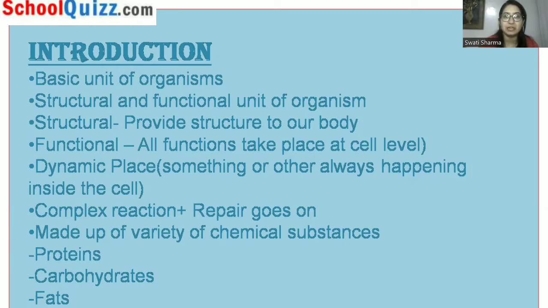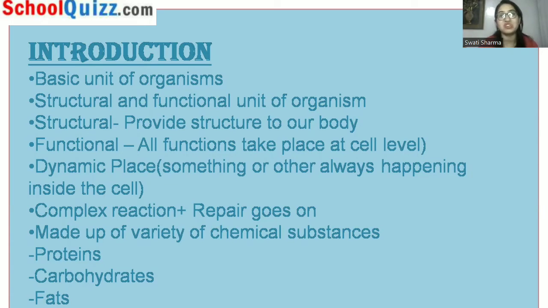Then later on, various cells will combine together to form the tissues, and tissues will combine to form the organs. Like heart will be formed, kidney will be formed, muscles will be formed, and other organs will be formed. And those organs will combine to form the organ system, and systematically they will work together. Like organs combine together in the organ system to form circulatory system, digestive system, respiratory system, excretory system, nervous system. So various systems can be made.